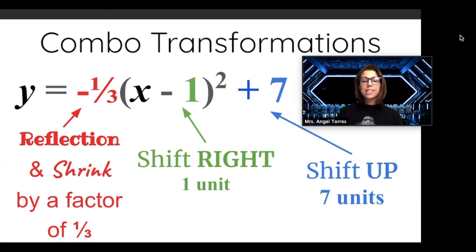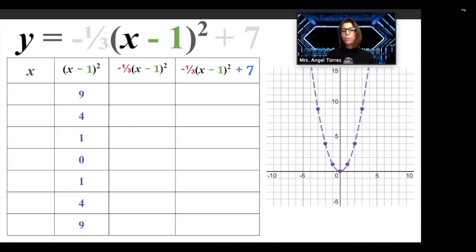Okay, final example from this video, y equals -1/3 times (x minus 1) squared plus 7. Let's get our table set up. So again, we're going to start just by looking at what's inside of the parentheses here, that x minus 1. What input would allow us to have an output of 0 and then go from there? Why don't you try to complete this one on your own now?